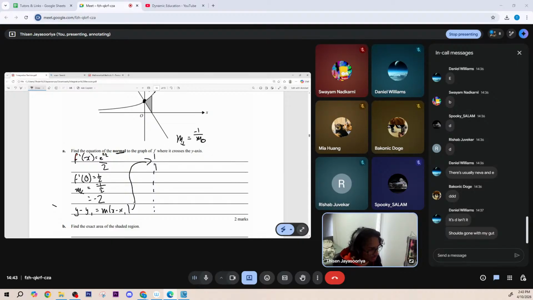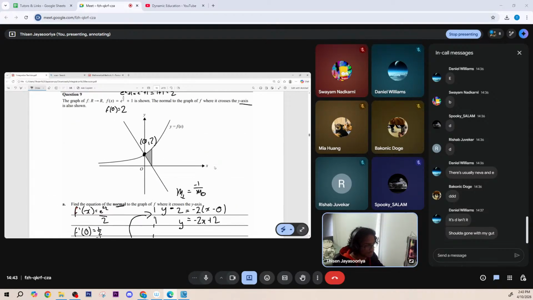I need to use the other half, so I'm using an arrow to point up that I'm going back to the other half. And now I have y take away 2 equals -2 x take away 0. So I'm just plugging in all those points, and I get here y take 2x plus 2 as my solution.